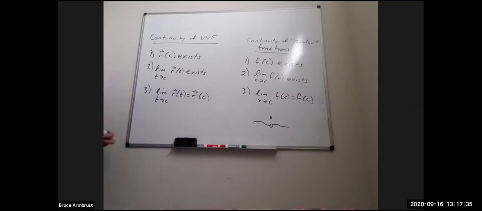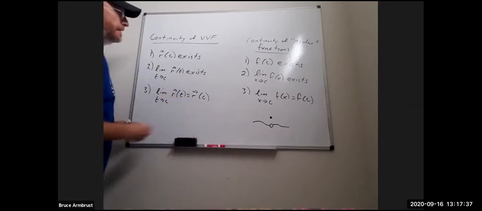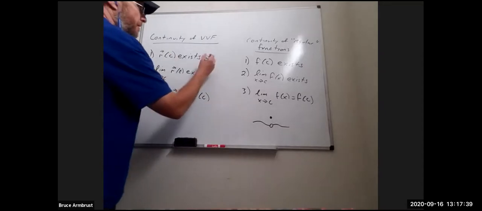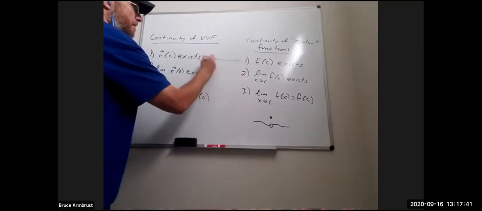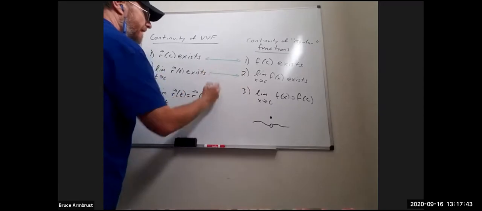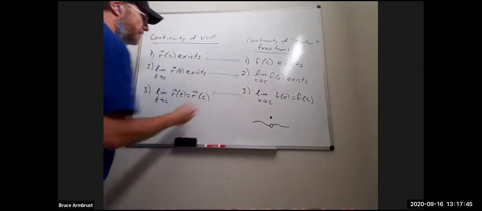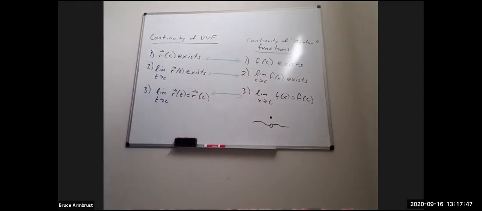So there's a one-to-one correspondence in these things, right? These are linked together. And in fact, if you want to talk about continuity of any kind of function, because there are all kinds of functions out there in the world, and we'll see some more as we go in this quarter, this is what it's always going to mean for them to be continuous. That the function exists, the limit exists, and those two things are equal to each other.